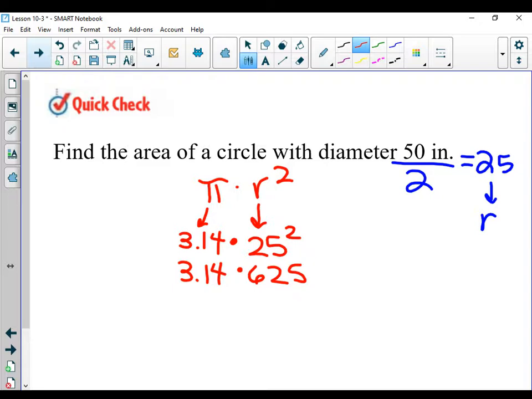Bryn, 3.14 times 625? 1,962.5. What do we think? Inches squared. Ooh, label, thank you. And now you can do it. Now what do we think? Are other people getting that?